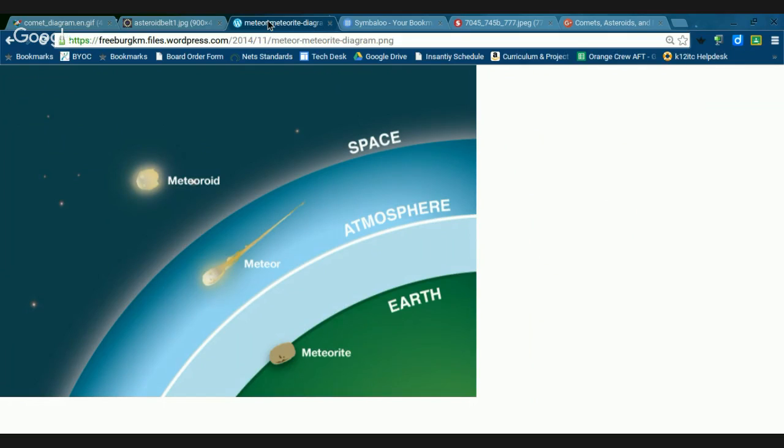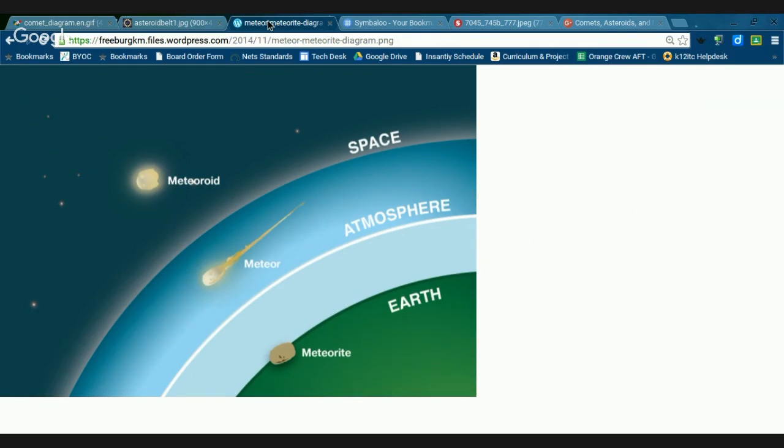The composition of a meteoroid is going to be rock, iron, silicates, oxygen, and nickel. So rock, iron, silicates, oxygen, and nickel. Silicates are not silicone, but versions of silicone, usually bonded with oxygen.